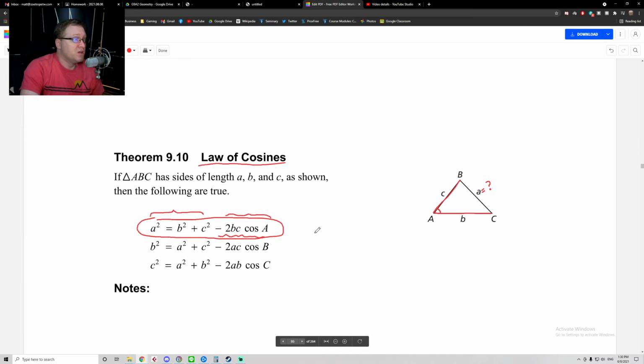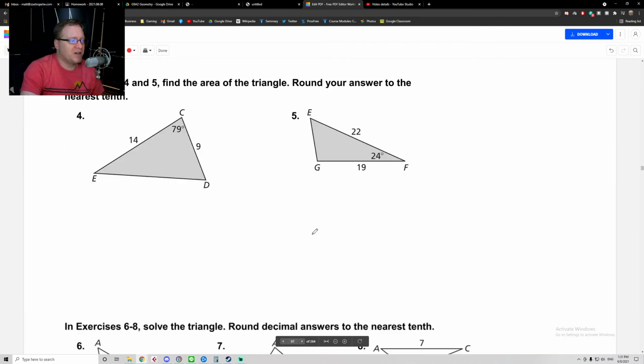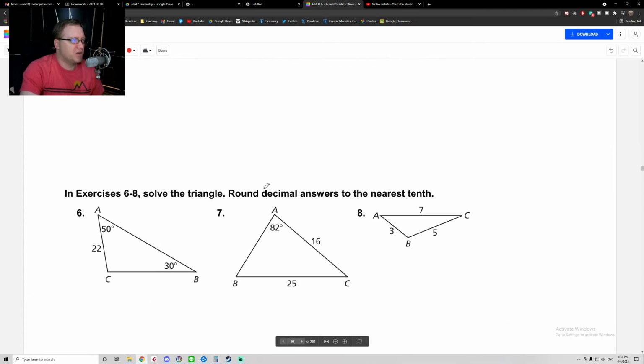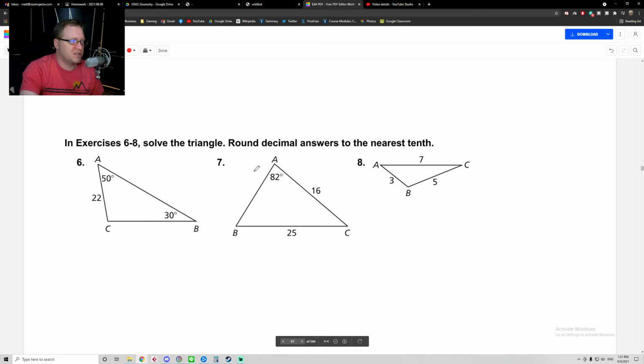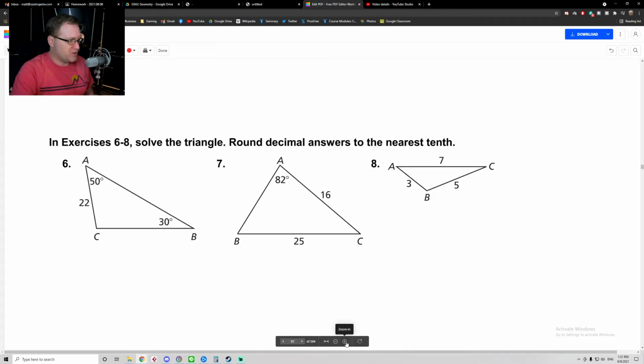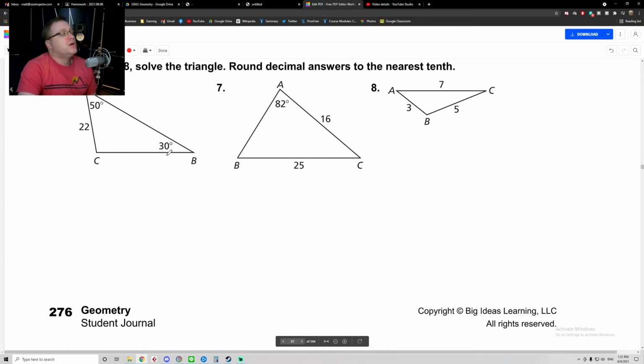So let's move on. We're going to do some sample problems so that you get an idea of how to use this. Yesterday we did find the area. Today we're going to do exercises 6, 7, and 8. This is going to take a little bit of work. Actually, I'm going to zoom in a little bit because we have to have enough room to write.